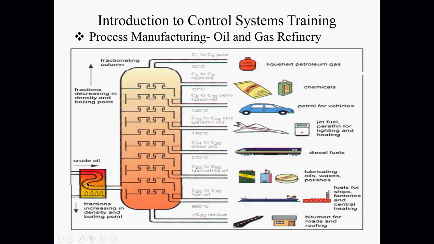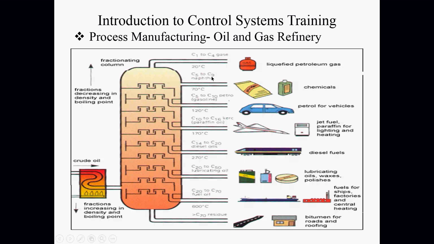So what is happening here is that fractions increasing in density and boiling point settle down at the bottom, but fractions decreasing in density and boiling point, the vapors, rise above. Now that you have different temperature zones, they cool off at different zones and turn into liquid, or stay in gas form, and there you obtain them. At the top you have C1 to C4, which is your gas, used for liquefied petroleum gas. This is obtained at roughly 20 degrees centigrade.